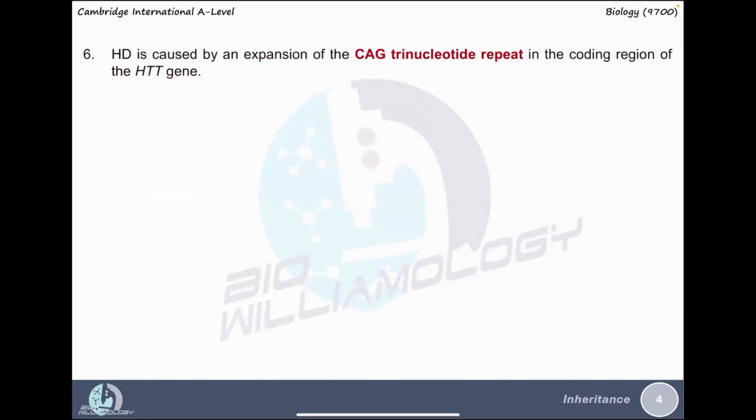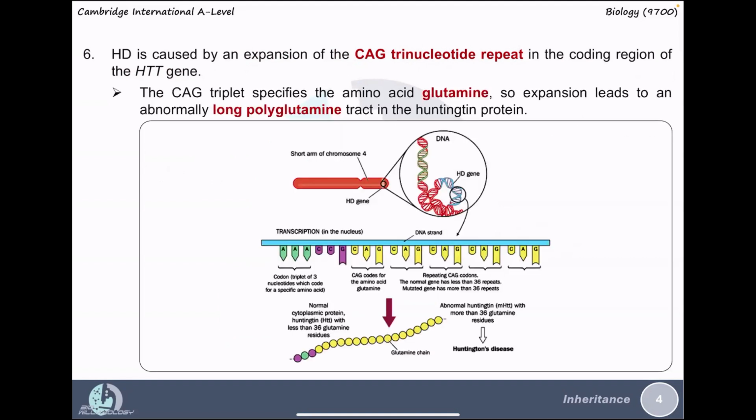Huntington disease is caused by an expansion of the CAG trinucleotide repeat in the coding region of the Huntington gene. This CAG triplet specifies the amino acid glutamine. Therefore, the expansion leads to an abnormally long polyglutamine tract in the Huntington protein. You can see that CAG continuously occurs in the DNA of the Huntington gene, resulting in the polyglutamine chain.